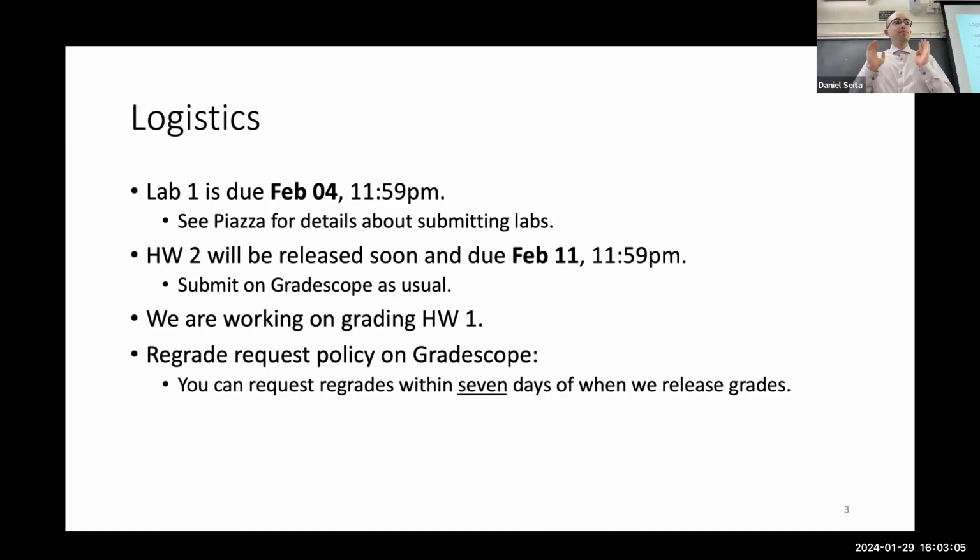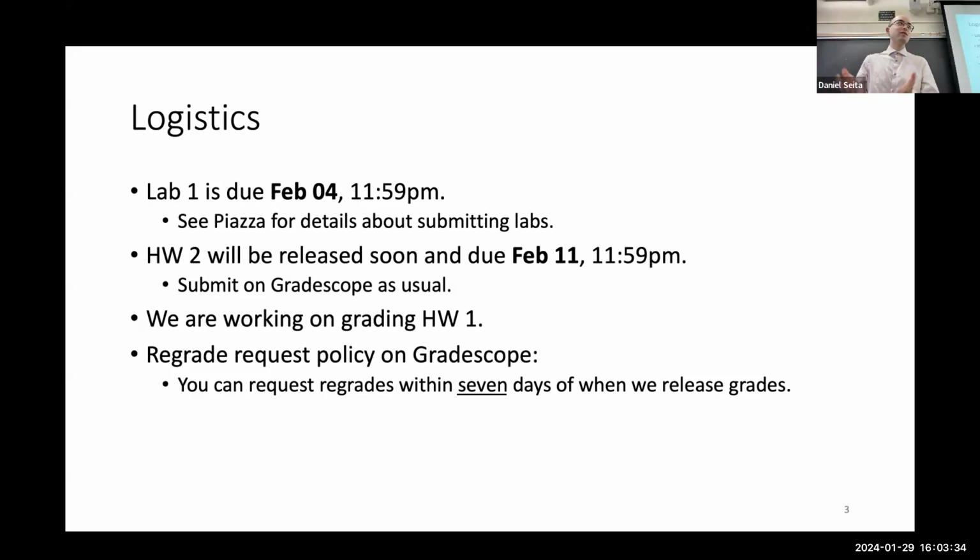Generally speaking, for all the assignments and the lab, you can request a regrade, because I know that if we made a mistake in grading, you should get the points back. But we do restrict it, so you have 7 days after we give you the grade. Then you can go on Gradescope, use the regrade request function, and we'll look at that. Just do it within 7 days of returning the grade to you.